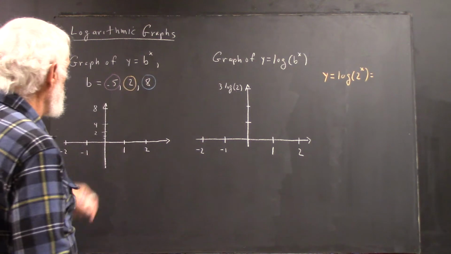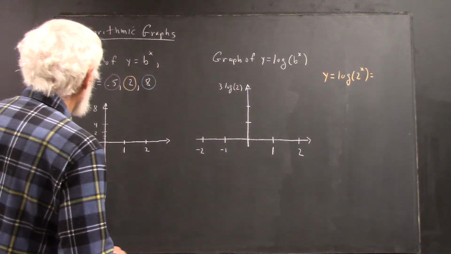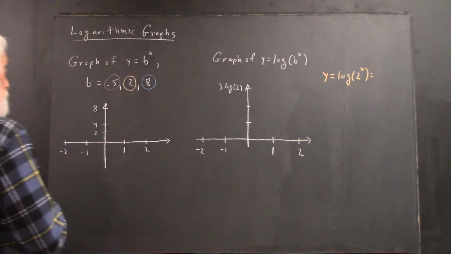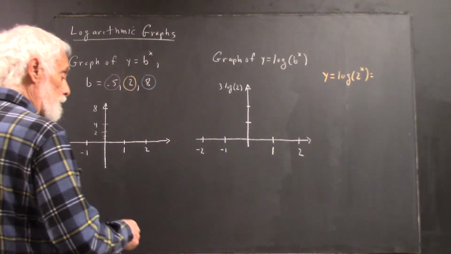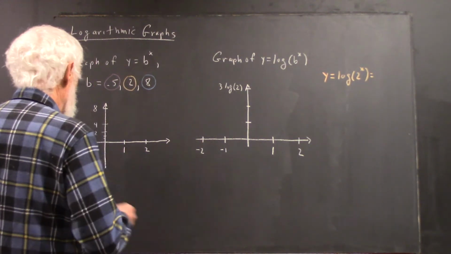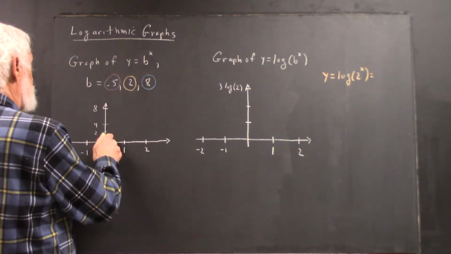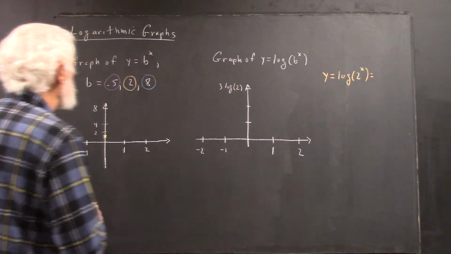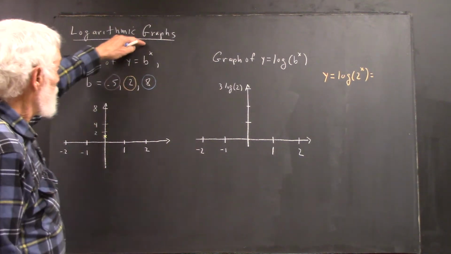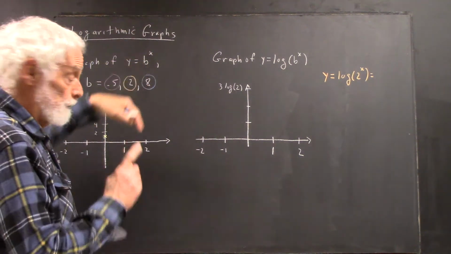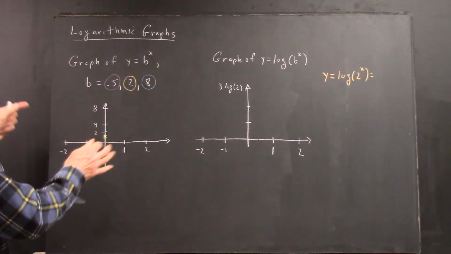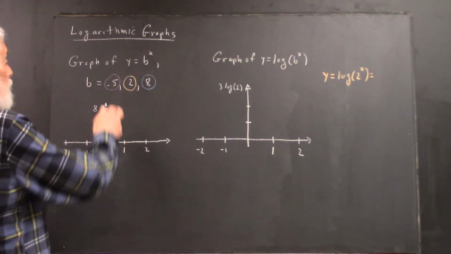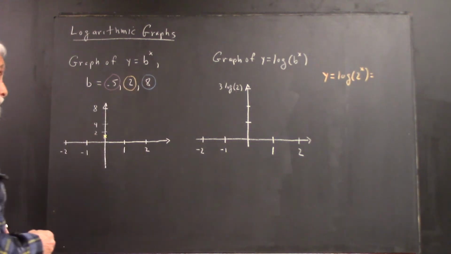Starting with b equals 2, the graph of y equals 2 to the x, well, you're very familiar with that. And incidentally, all these graphs are going to go through the point (0, 1). Okay, if x is 0, b to the 0 is 1 for any value. So all graphs will go through this point. I mark that point in yellow. Then I'm going to color code these graphs so we can keep them straight.